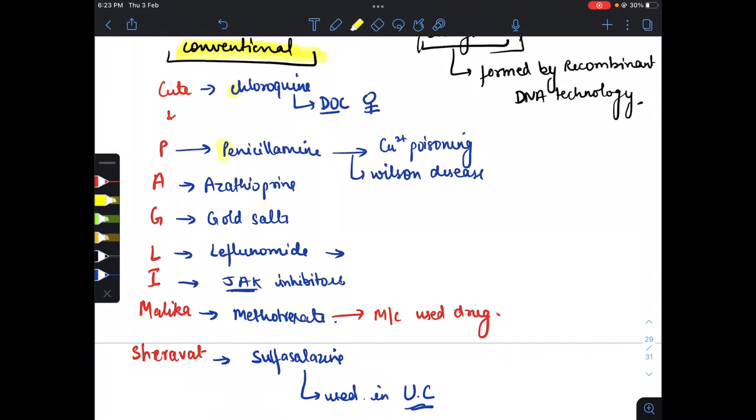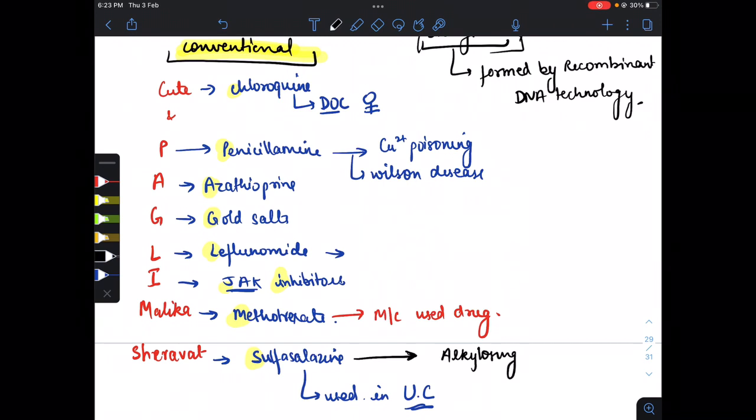C for chloroquine, penicillamine, azathioprine, gold salts, leflunomide, JAK inhibitors, methotrexate, and sulfasalazine. Sulfasalazine also acts as a disease modifying agent in ankylosing spondylitis, and is also used in ulcerative colitis. Methotrexate is the most commonly used drug.